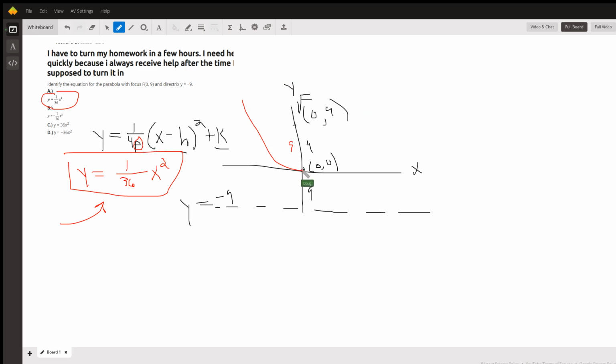Here's the parabola. It's a wide opening parabola because the number in front of the x squared is less than 1, and it opens upward because the number in front of the x squared is positive. There you go.